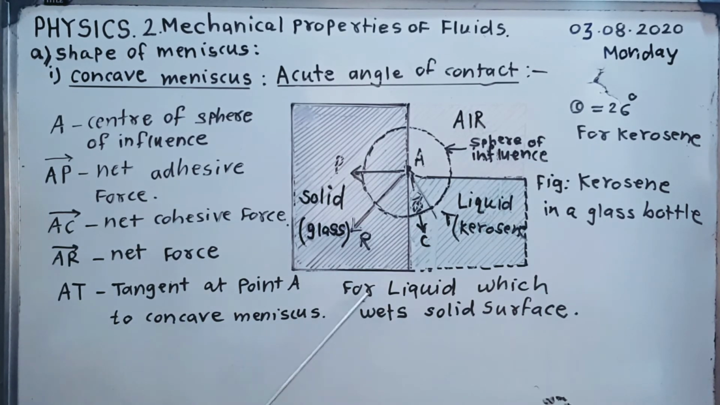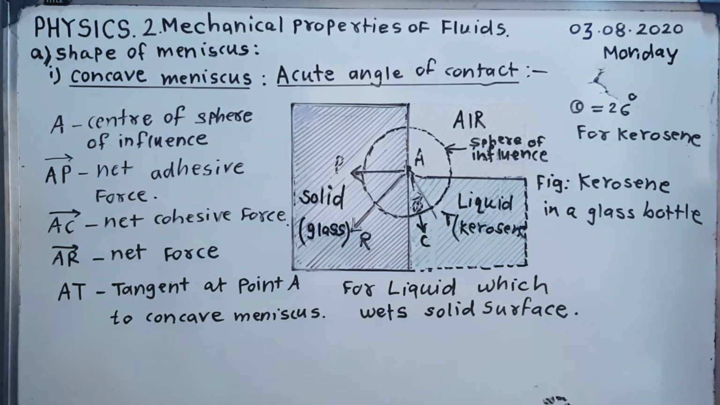This diagram is only for a liquid which wets the solid surface, for example kerosene. The kerosene is taken in a glass bottle. For kerosene, the angle of contact is 26 degrees. Here, this particular sphere, actually you are observing a circle, but this is a sphere in 3 dimensions, which will represent the sphere of influence of the molecule A. Here, the radius of the sphere is capital R, which is the radius of curvature of this particular sphere.